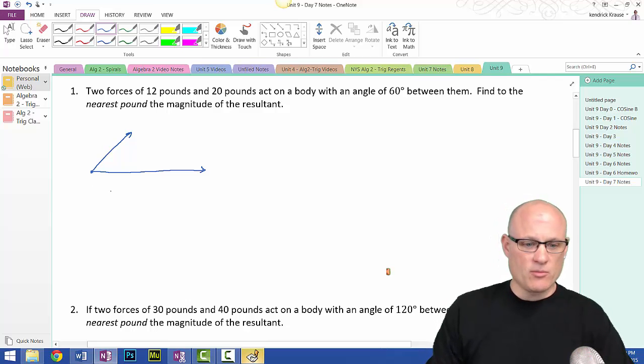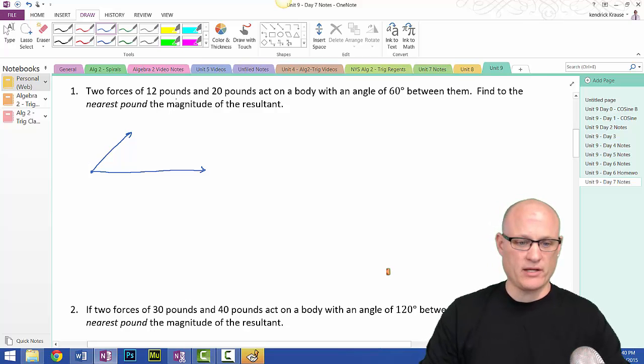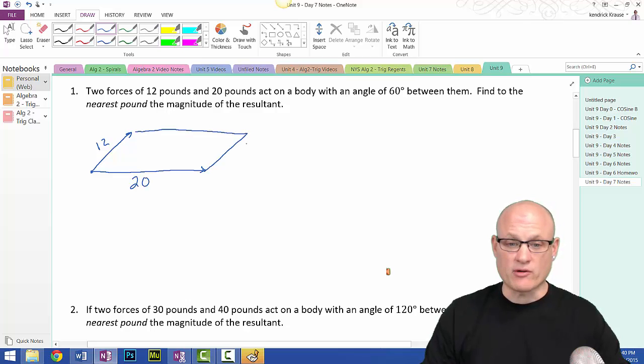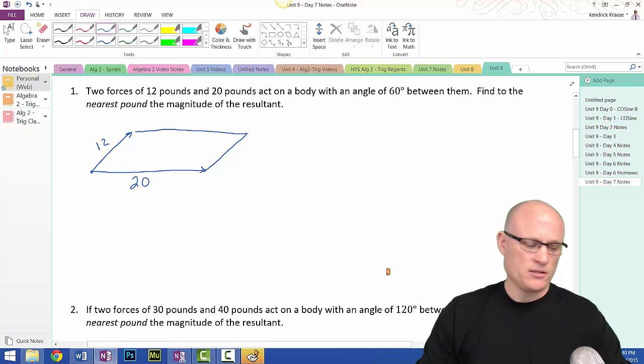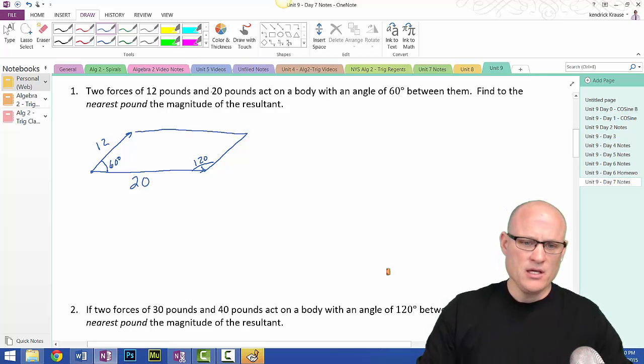Normally I'll make one longer and one shorter, so it would make sense to put a 12 here and a 20 here. Now let me finish out the parallelogram, drawing it as best I can. They act on a body with an angle of 60 degrees. Since I put 60 degrees here, I might as well put 120 here. And they will create a resultant force that comes in as a diagonal across this parallelogram.